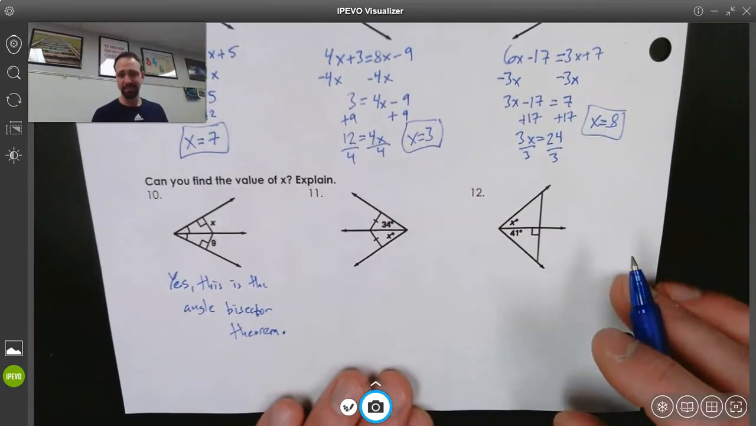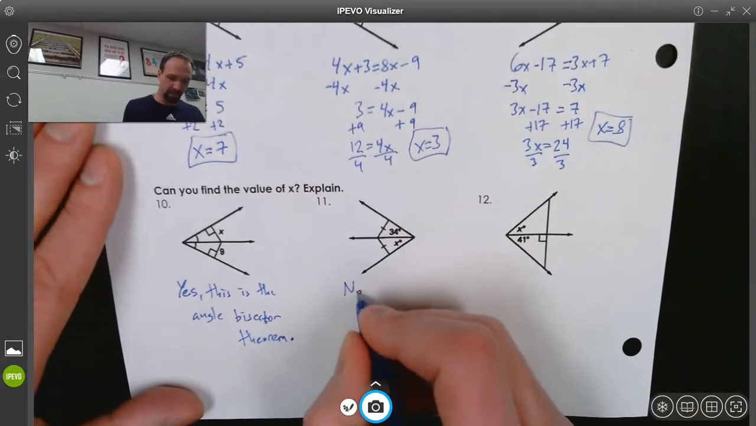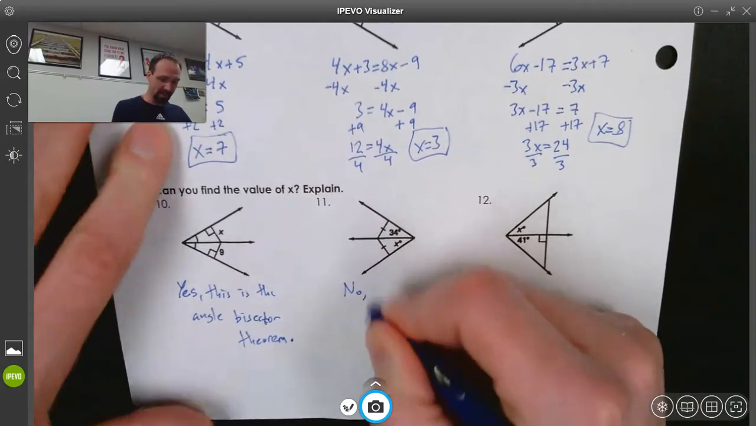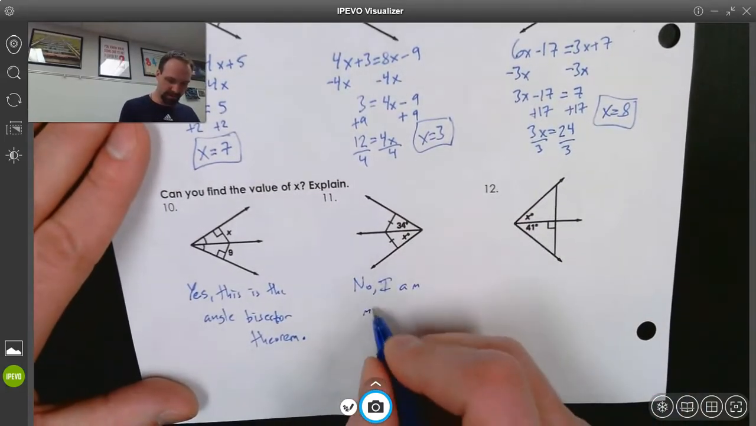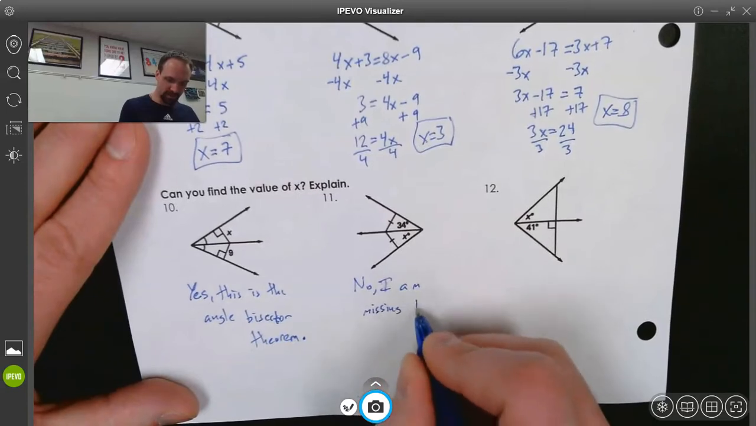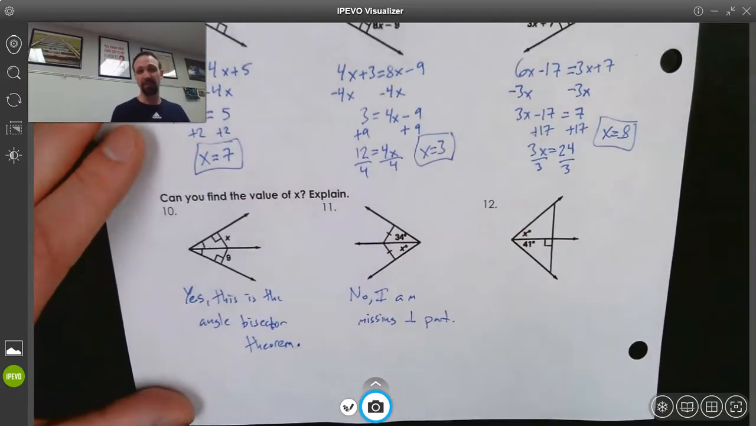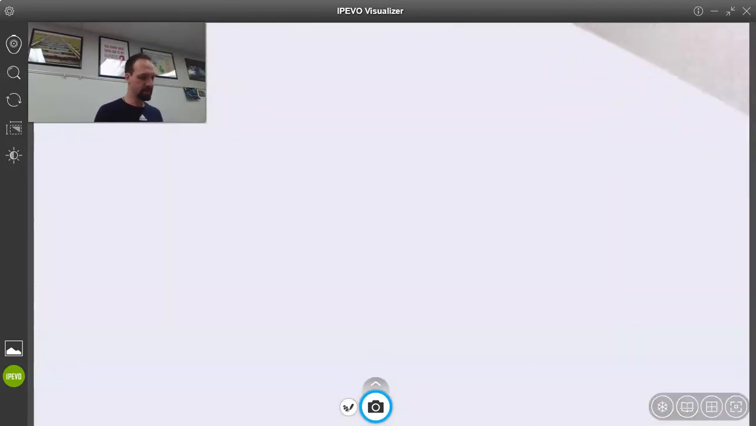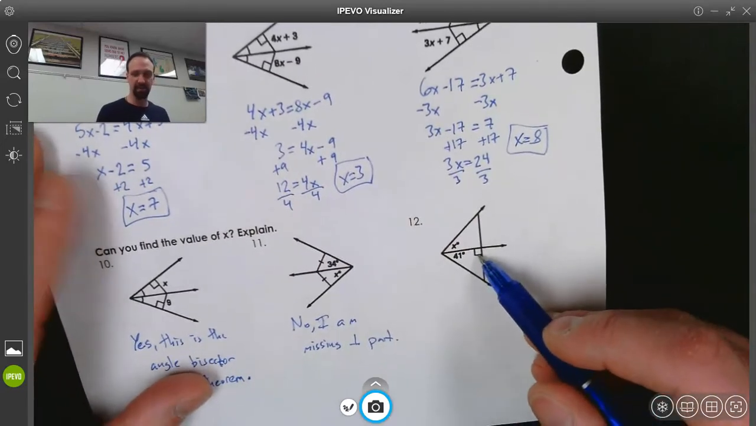For 11, I am missing that these two are perpendicular. So no, I'm just going to put that. I am missing the perpendicular part. In this case, this would be for the converse of the angle bisector theorem. Then this last one, it has the perpendicular in the wrong spot.